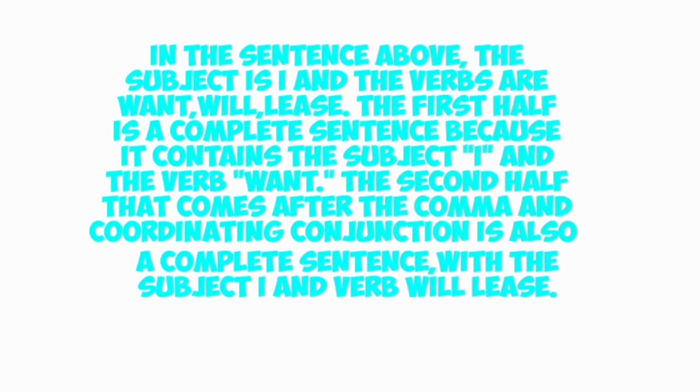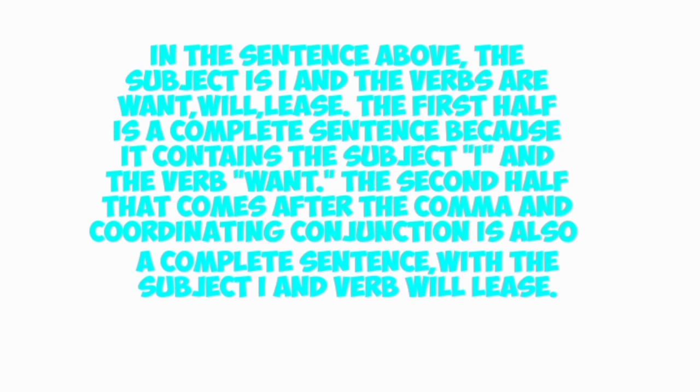In the sentence above, the subject is I and the verbs are want and will lease. The first half is a complete sentence because it contains the subject I and the verb want. The second half, which comes after the comma and coordinating conjunction, is also a complete sentence with the subject I and verb will lease.